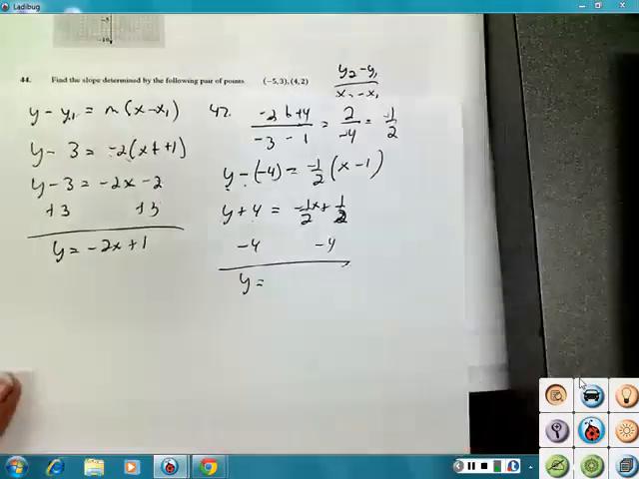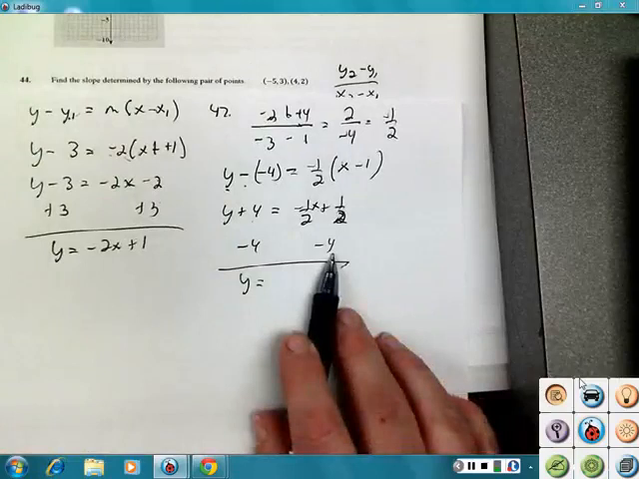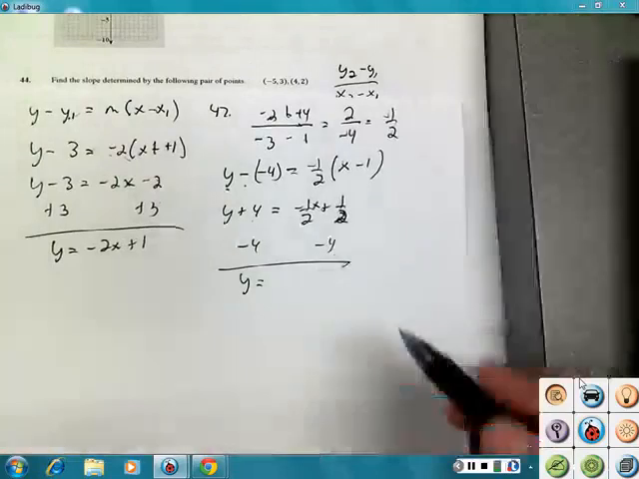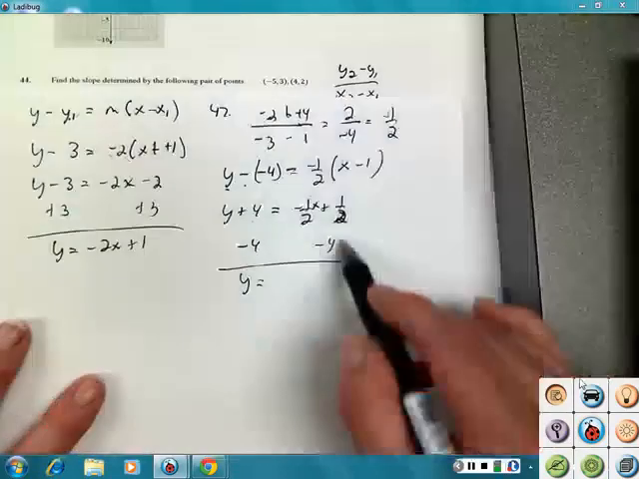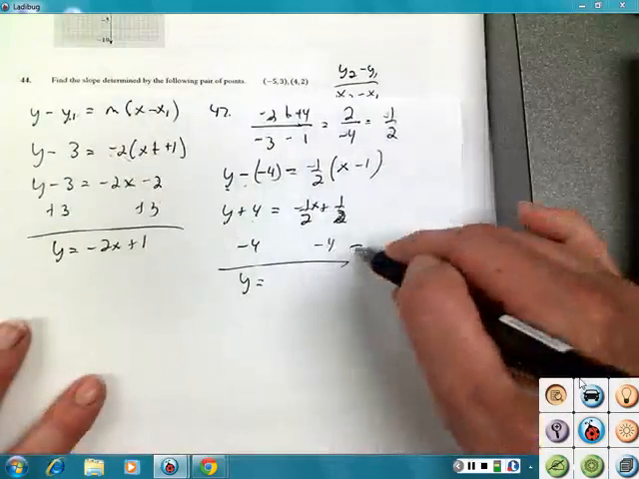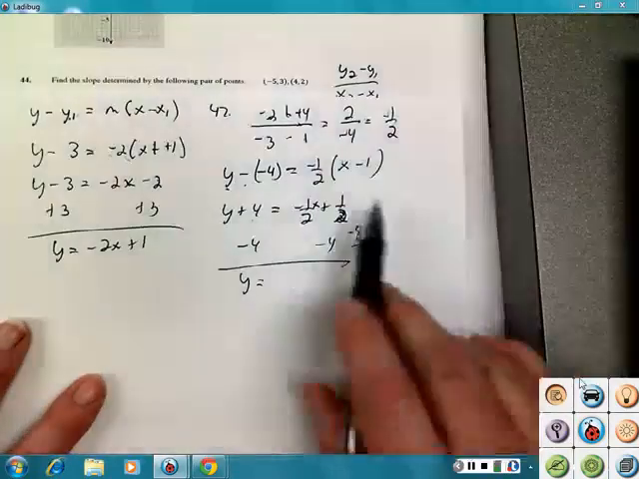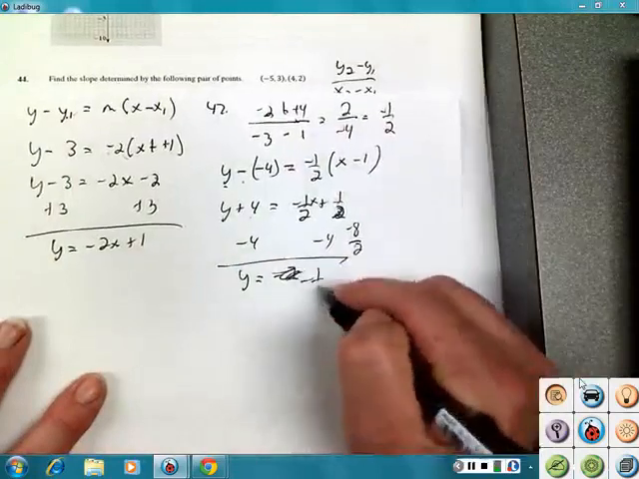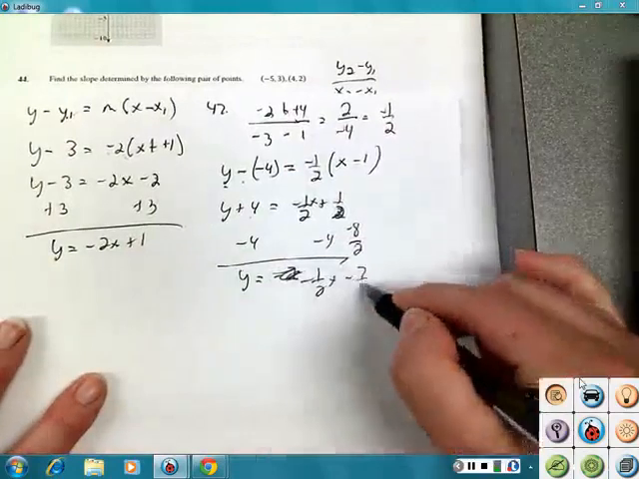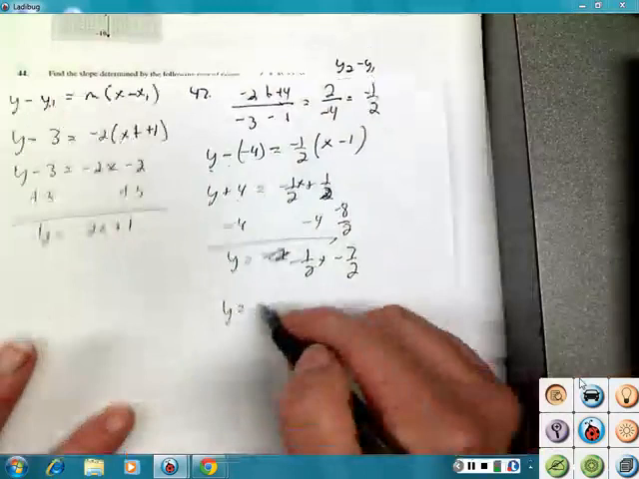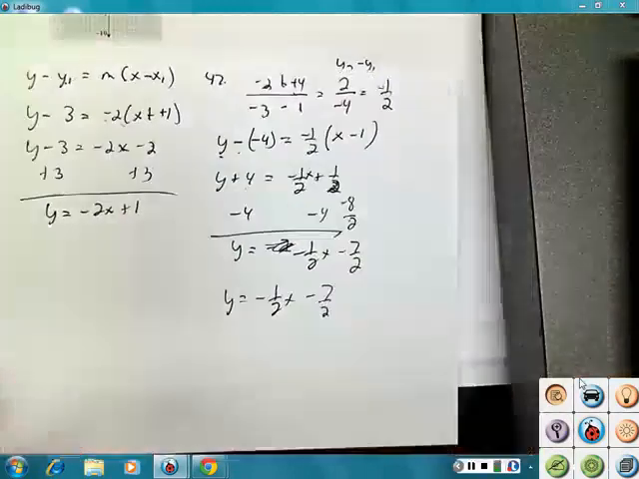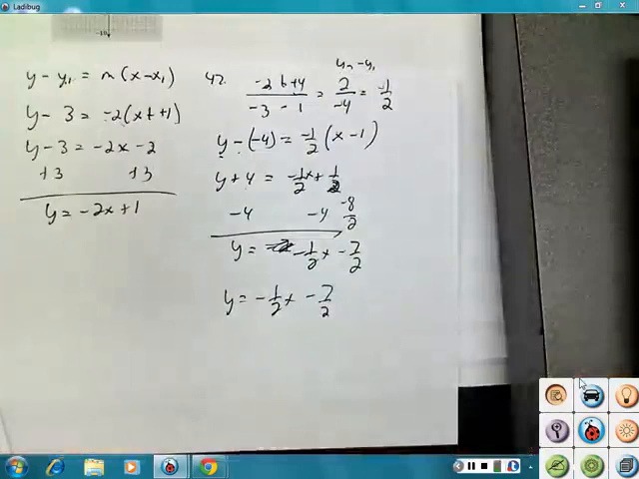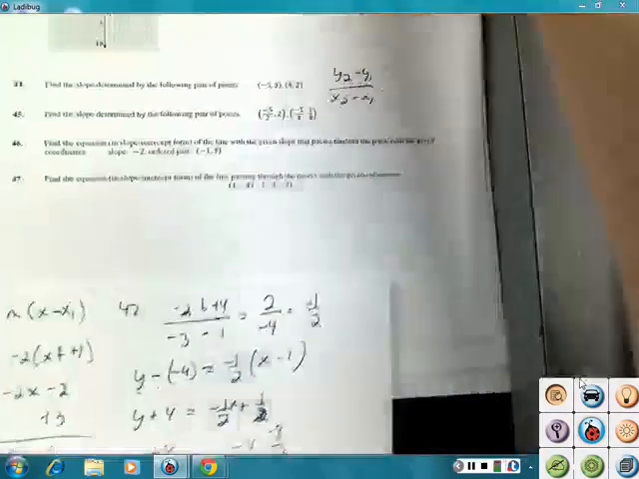So I have Y on the left, but I can't work with that 4 like that, can I? What's the 4 got to become? A negative 4. Nope, it's already over there. Oh, oh. But I got to add it to that half. So it needs to become a negative 8 halves. 1 from a negative 8 is a negative 7. So I have Y equals negative 1 half X minus 7 halves. So Y equals a negative 1 half X minus 7 halves would be my answer to that one. Okay. Not bad. Can we do 48? I guess we can do 48.